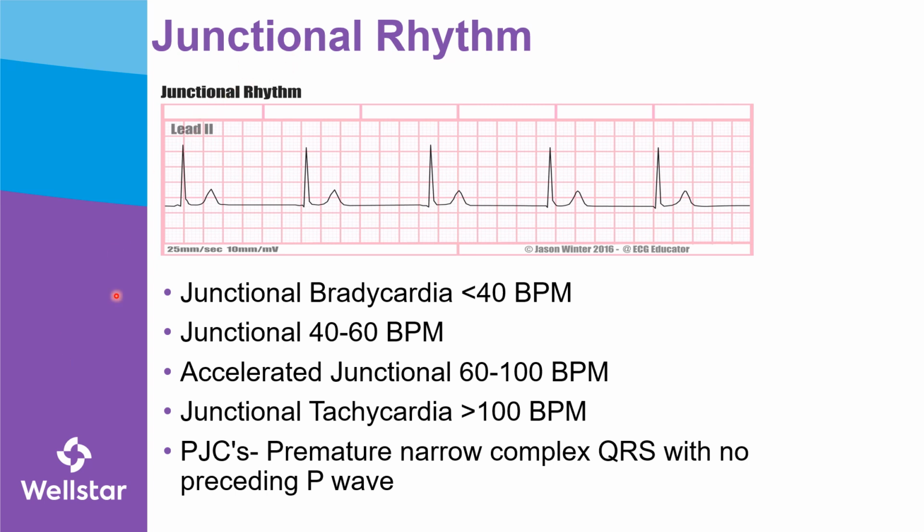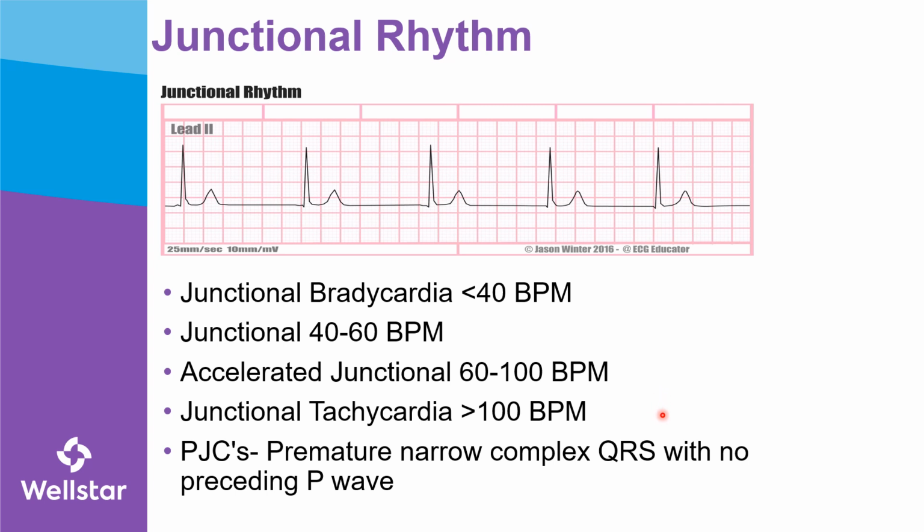The junctional rhythm. Junctional bradycardia is defined by this rhythm less than 40 beats per minute. A junctional rhythm would just be 40 to 60. Accelerated junctional would be between 60 and 100 beats per minute. Junctional tachycardia would be greater than 100.